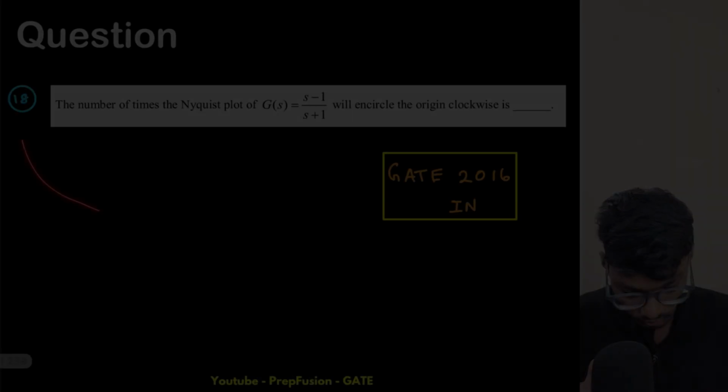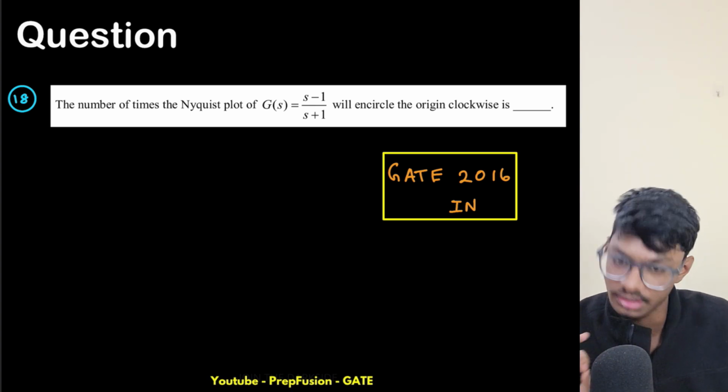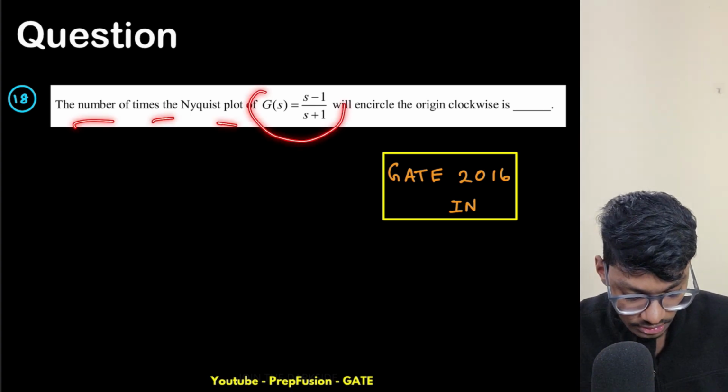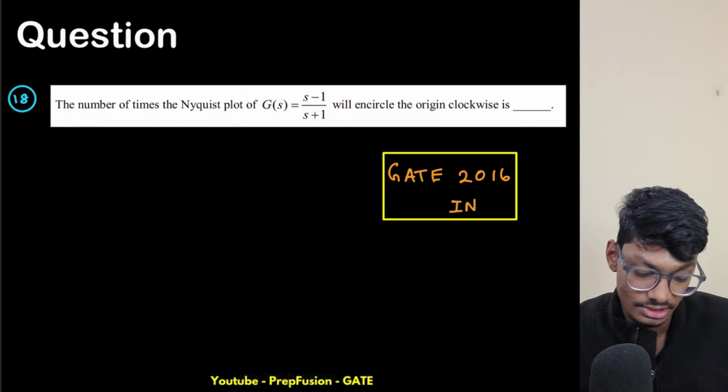Type of question basically given. So again we're back with the GATE question. This has come up in GATE, a similar type of question: the number of times the Nyquist plot of G(s) = (s - 1)/(s + 1) will encircle the origin in the clockwise direction.